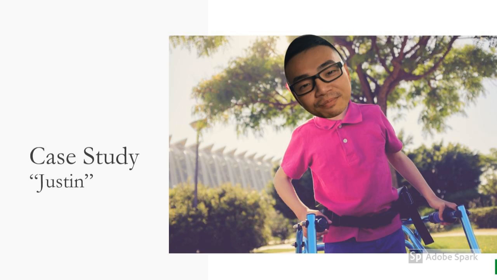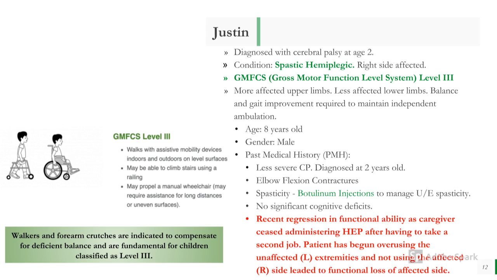Now that we've discussed the general best practices for treating CP in a clinical physical therapy setting, we're going to introduce our patient and case study, Justin. He's an 8-year-old boy who was diagnosed with CP at the age of 2. Justin has a less severe case of cerebral palsy. He was diagnosed with classification type spastic hemiplegia, so his right side is affected, including his upper and lower extremities, although the upper are more affected.